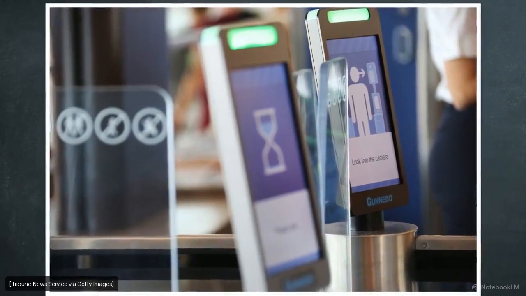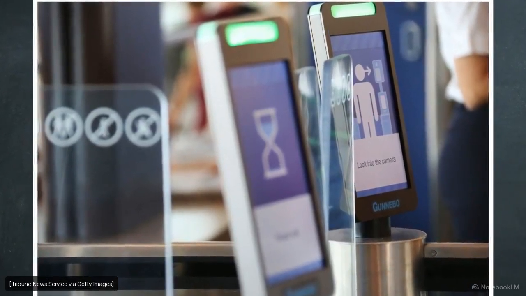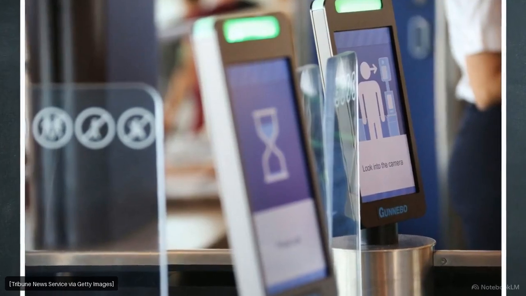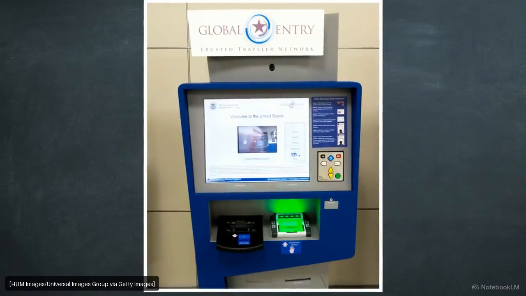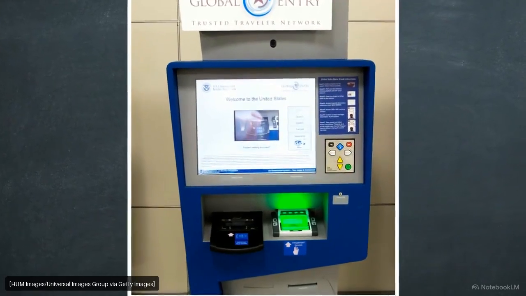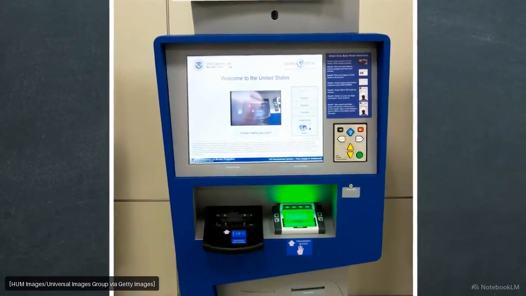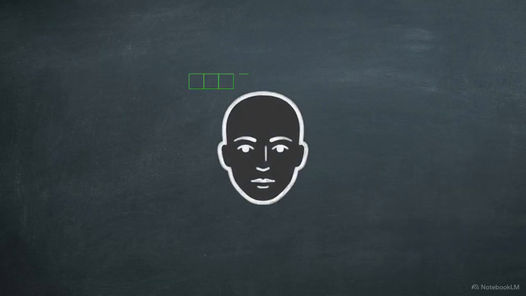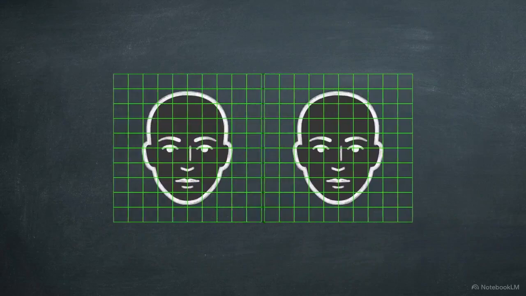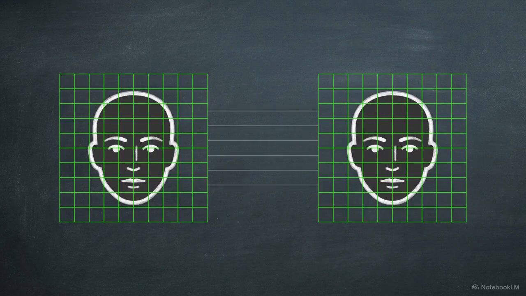Automated border control and airport security rely on facial verification systems that can process identity with high stakes and high speed. At a global entry kiosk, the operational requirement is to match a live camera feed against a stored database photo in a fraction of a second. The most naive mathematical approach involves a one-to-one pixel comparison between the two images.